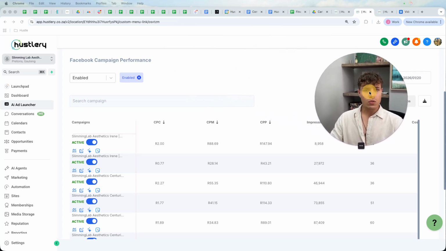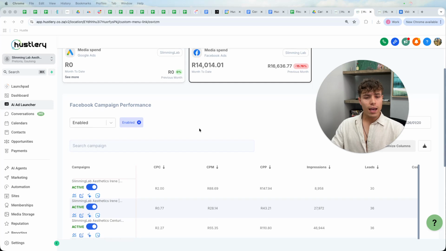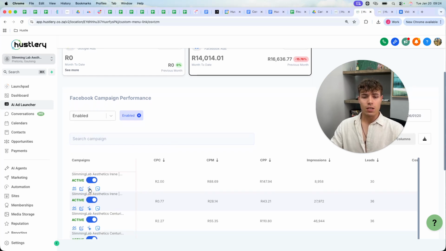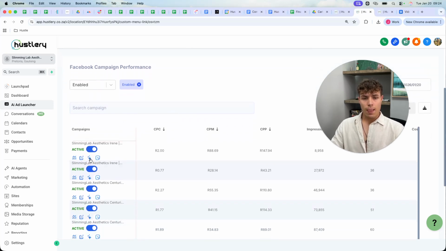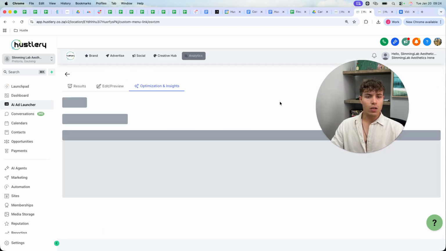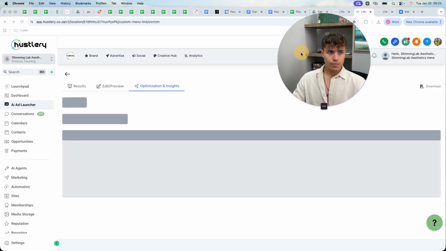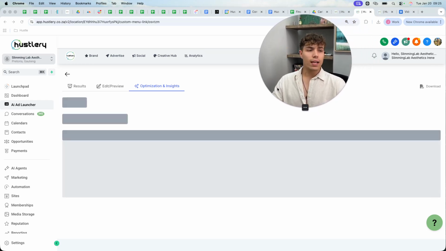Okay, so let's quickly have a look at how the AI ad launcher helps you with optimizations. You'll see on an ad, you get a little button with stars like this and it says Optimise. So you can go and click on that. And then the AI ad launcher will actually give you optimization insights.